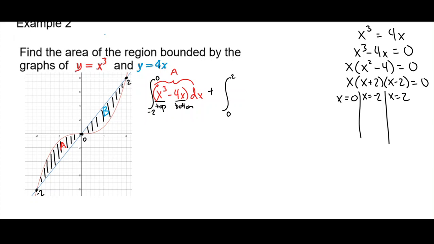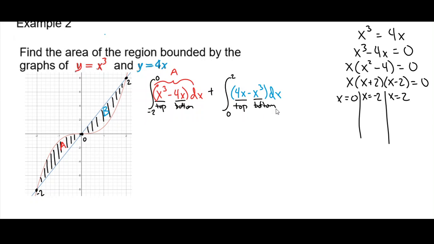And on here, it's going to be 4x minus x cubed. You see how the functions have switched with each other. The function on top now is no longer x cubed. It's the blue line, which is the 4x function. Okay? And we have to switch that to take that into account, or else it's going to reverse it and we'll end up with a negative area. Right? So we have here 4x, which is going to be our top function, and our x cubed now has become our bottom function. Okay?